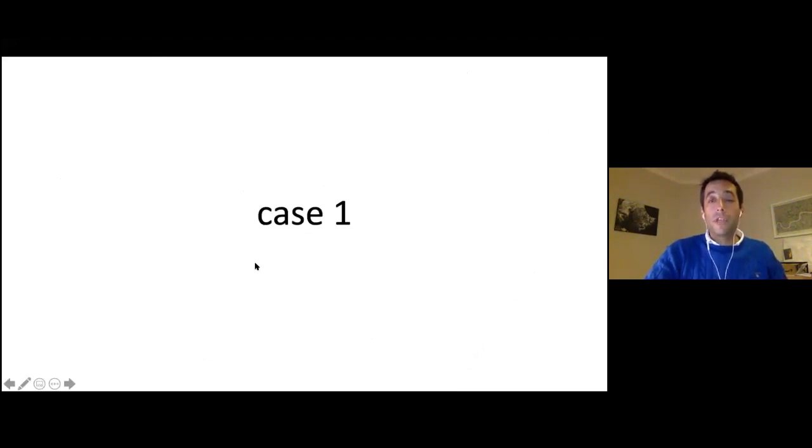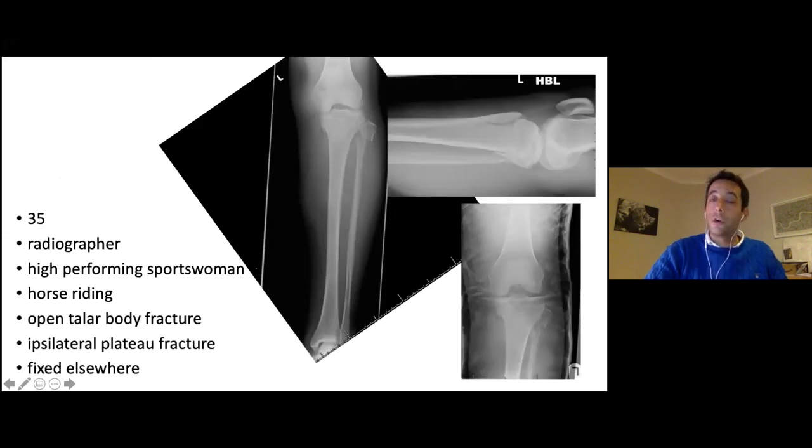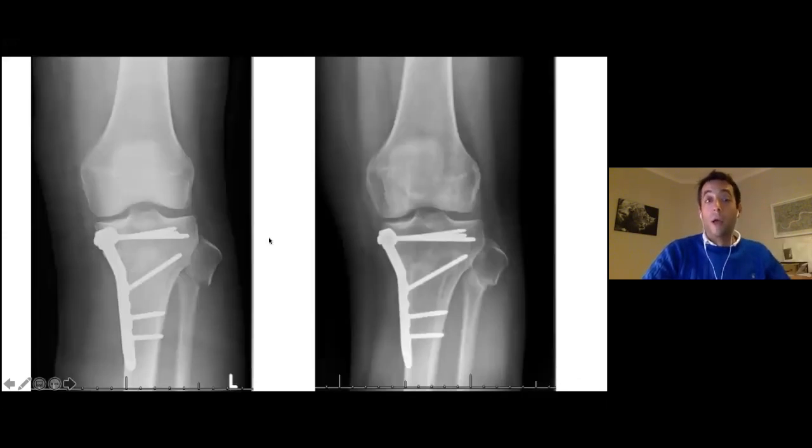So this first case, I'll just show you. This is just a nice example of what I was talking about before. This was actually my radiographer. She's given permission to share these slides. She had a nasty open talar body fracture dislocation, a tibial plateau fracture, and a horse riding accident. It was fixed elsewhere, and she has a malunion of the proximal tibia.